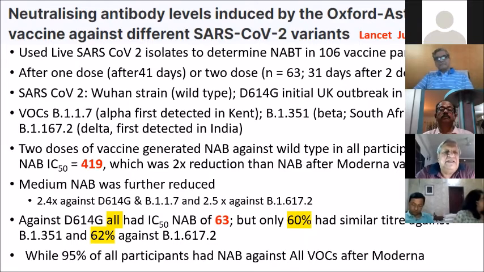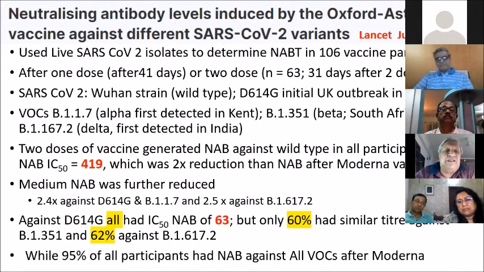And they found that 2 doses of vaccine generated neutralizing antibodies against wild type, with a neutralizing antibody level of 419, which was 2 times less than what was being produced after the Moderna vaccine. So their conclusion was that Covishield is at least 2 times less immunogenic than the Moderna vaccine.